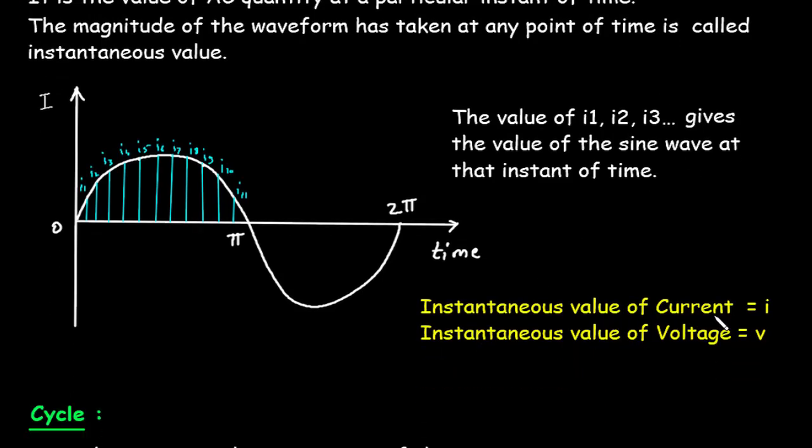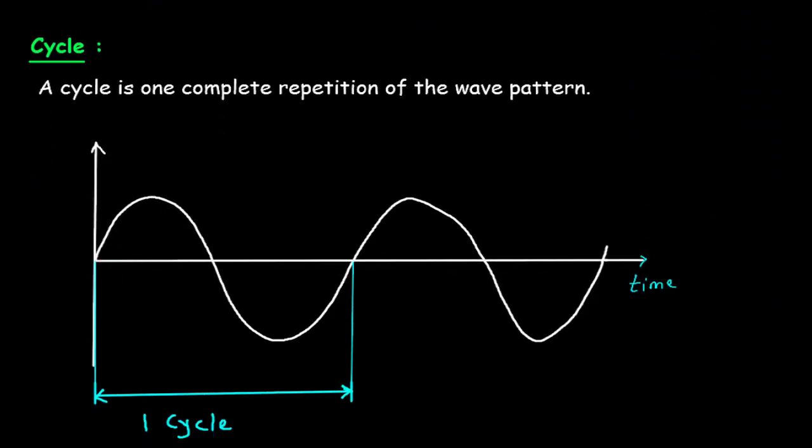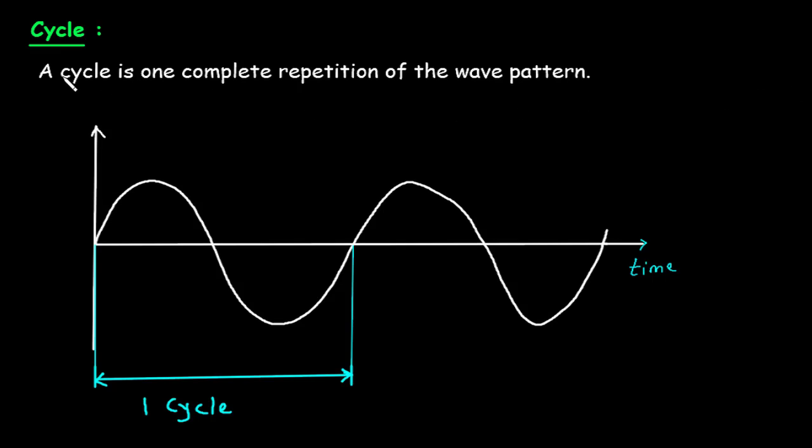Instantaneous value of current is represented by small i, and instantaneous value of voltage is represented by small v. Always remember that instantaneous values are represented by small letters. Then next is cycle. A cycle is one complete repetition of the wave pattern.